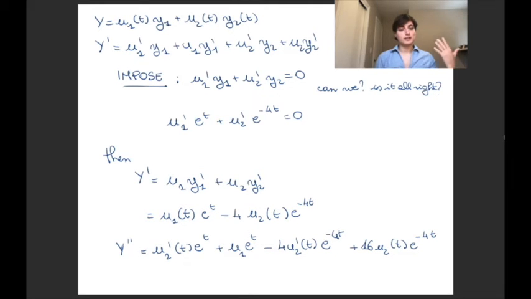Then with this, our possible solution's derivative Y' is equal to u1 e^t - 4 u2 e^(-4t), and y'' is u1' e^t + u1 e^t - 4 u2' e^(-4t) + 16 u2 e^(-4t). We don't need anything new thanks to the extra condition we just imposed.